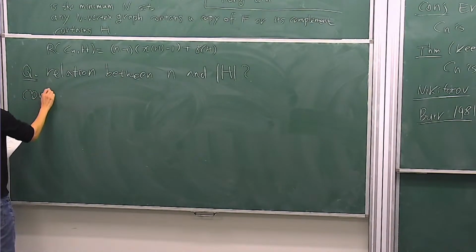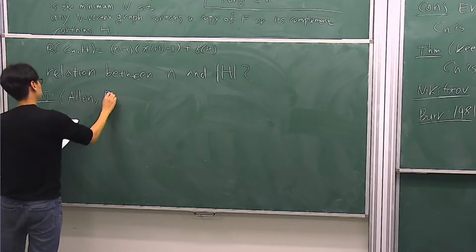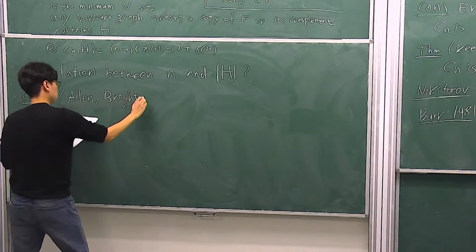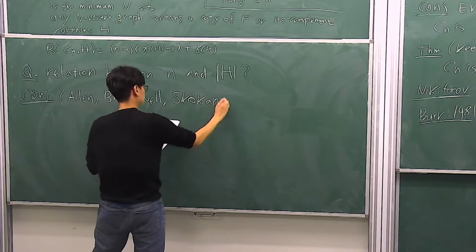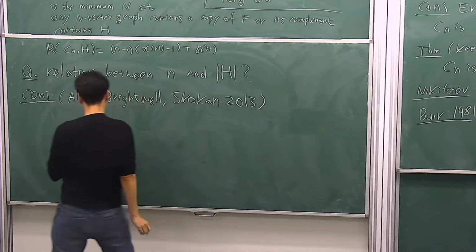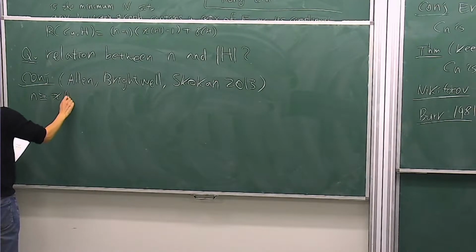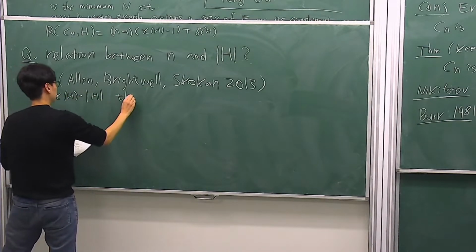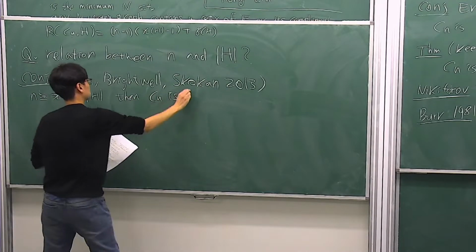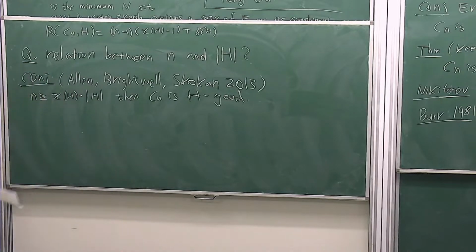In fact, there is this conjecture by Allen, Brightwell and Skokan, 2013, that if n is bigger than the chromatic number of H times the number of vertices of H, then C_n is H-good. So that was the conjecture.